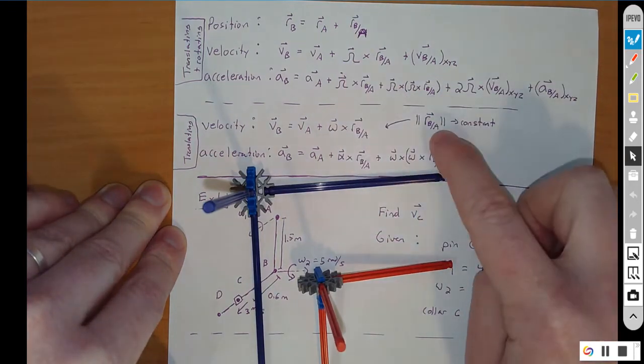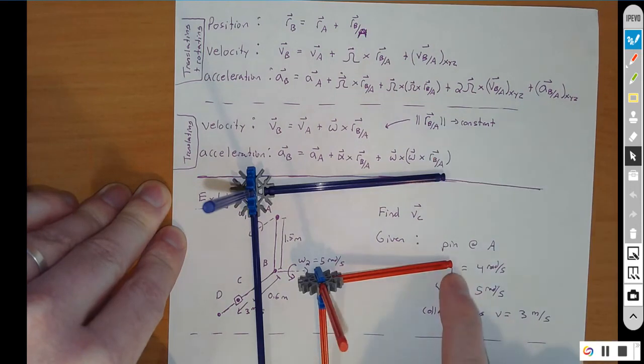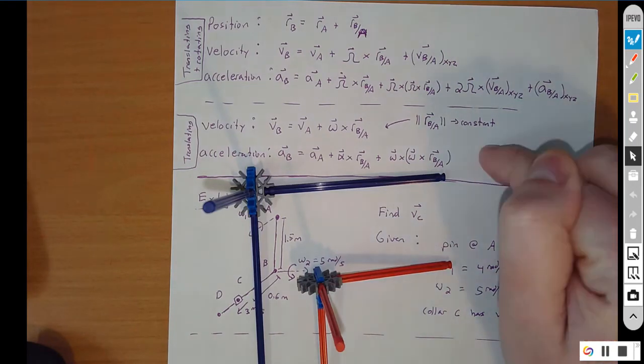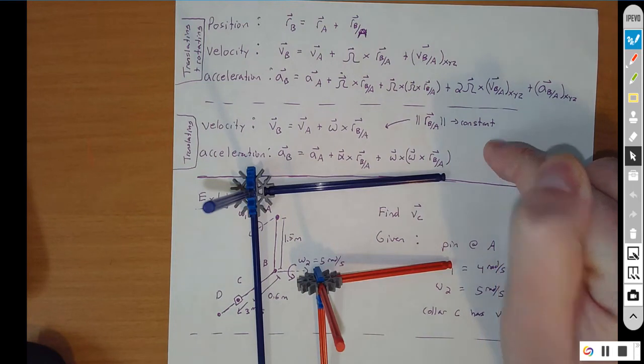Most of the time we're going to do this if we can confirm that this vector from A to B is some constant length. Like if you think of your shoulder to your elbow or your elbow to your wrist, those are constant. They don't change in magnitude, at least not significantly. So we could use this kind of equation set to figure out the velocities and accelerations of, say, your elbow and of your wrist.